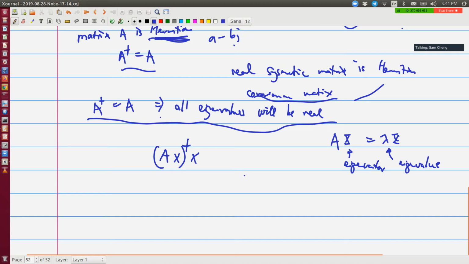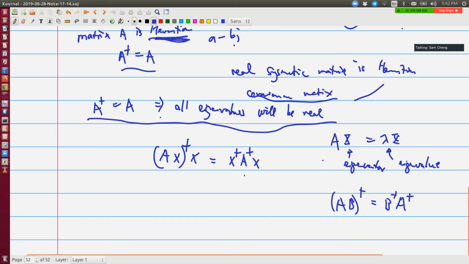So the Hermitian of this will be equal to x Hermitian A Hermitian. The Hermitian behaves similarly to the transpose: if I have AB, the Hermitian will be just equal to B Hermitian A Hermitian, because Hermitian is just transpose and then conjugate, right? But is x also Hermitian or not? A is Hermitian.